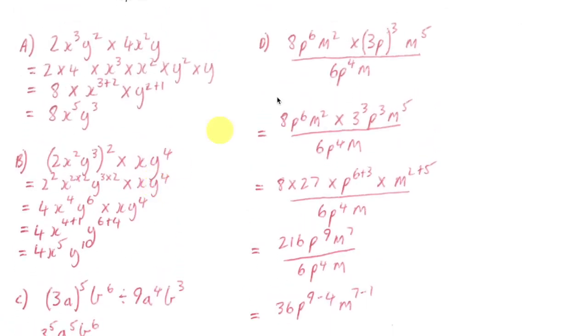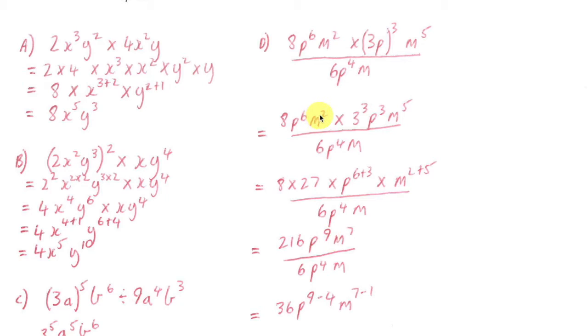Now for d, there's that part written down. Let's expand the brackets to begin with. So it's 3 cubed and p to the power of 3. Then on the top line, I'm going to combine things. So I'm going to have 8 times 27, and that's 216. And p to the power of 6 plus 3, which is 9.